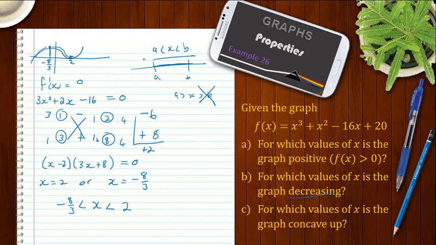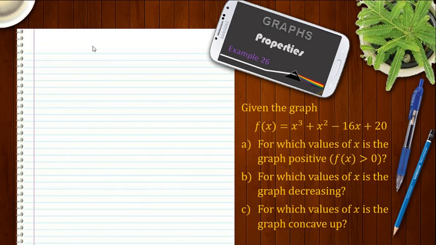Okay, so let's move on to C. So C, for which values of x is the graph concave up? Okay, so once again, just redraw this. So this was like this. So the point of concavity lies somewhere there.